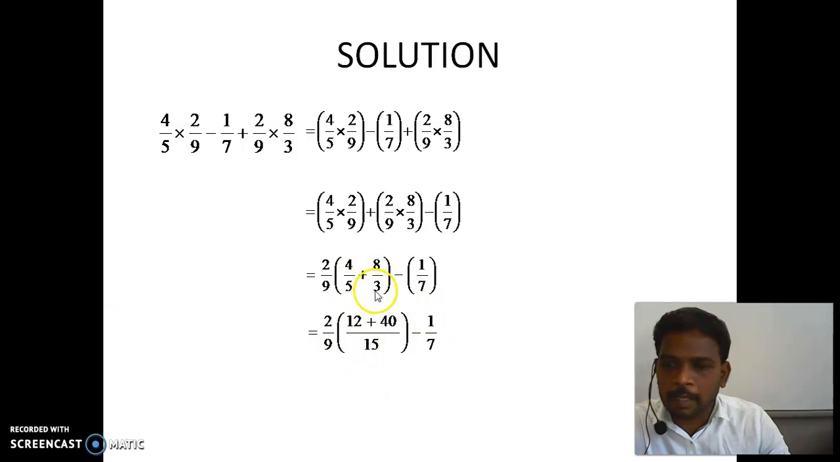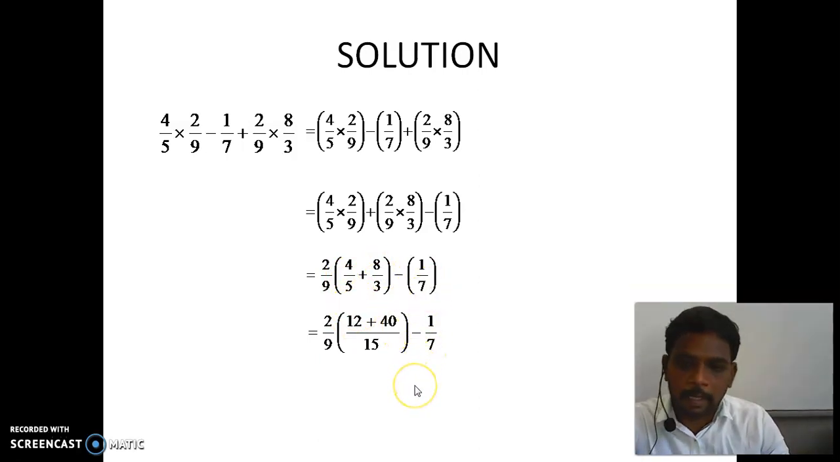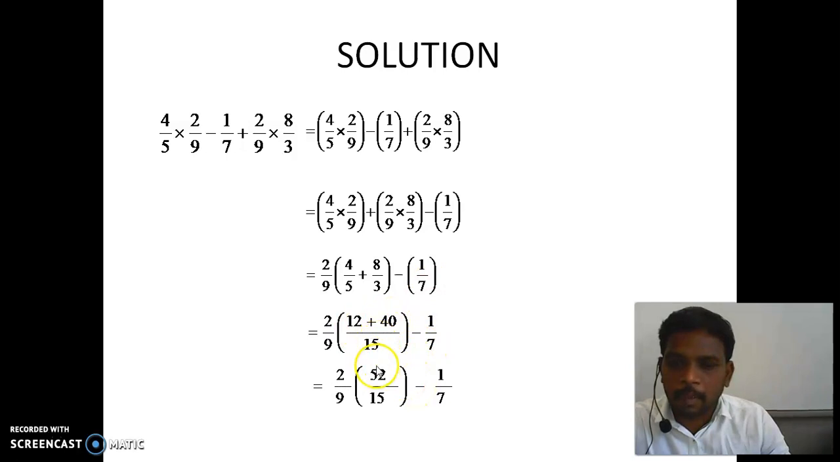So 2 by 9, so 4 by 5 plus 8 by 3. Look at the denominators, they are different, so I took LCM here. So the LCM is 15. So the first term, it is enough to multiply with 3. So 4 threes are 12. Similarly, the second term multiply with 5, so 40. So minus 1 by 7. In the next stage, 12 plus 40, 52, divided by 15. Here 2 by 9 minus 1 by 7.